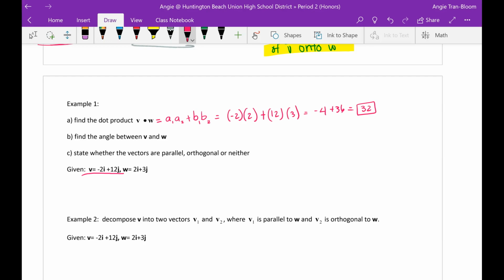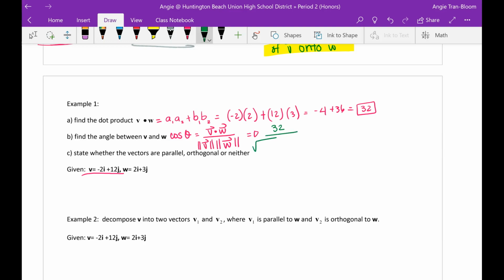Find the angle between V and W. This is when we have to use cosine. No, you may not use tangent inverse anymore. So cosine is the dot product of V and W all over the product of their magnitudes. The dot product we found already is 32. The magnitudes I need to do by hand.